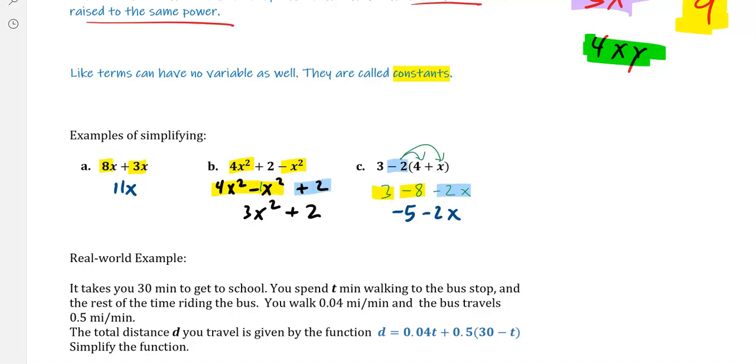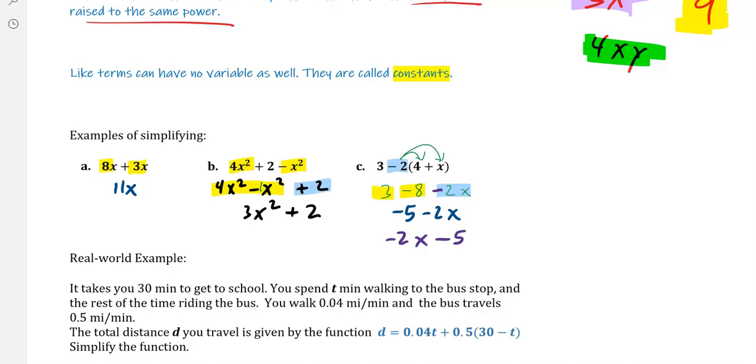Now technically, if we wanted this to be absolutely perfect, we would put the term with the variable in front, so that would be negative 2x and negative 5. Because we're just combining them, we can rearrange them any way we want, just making sure the sign in front of your term goes with it everywhere it goes. Okay?